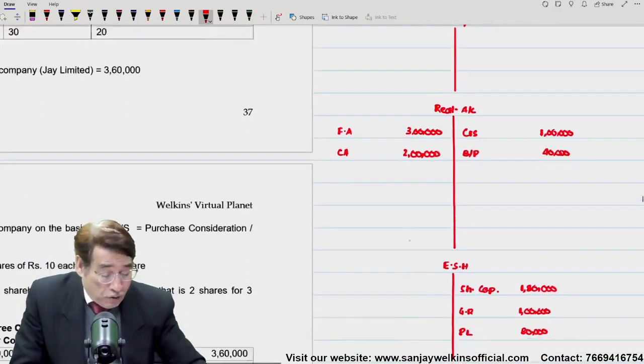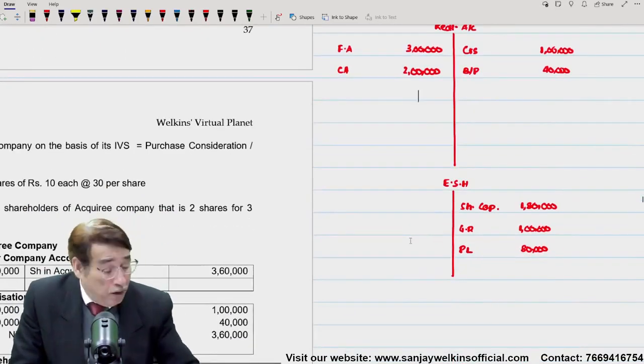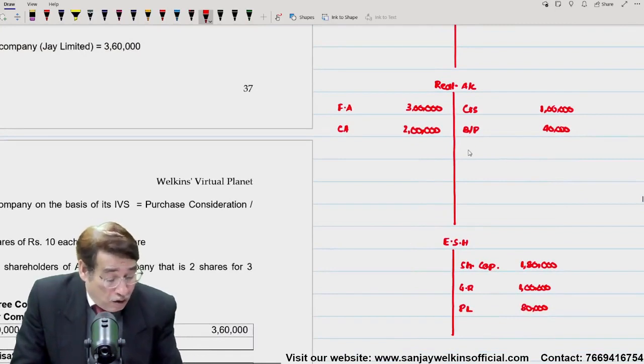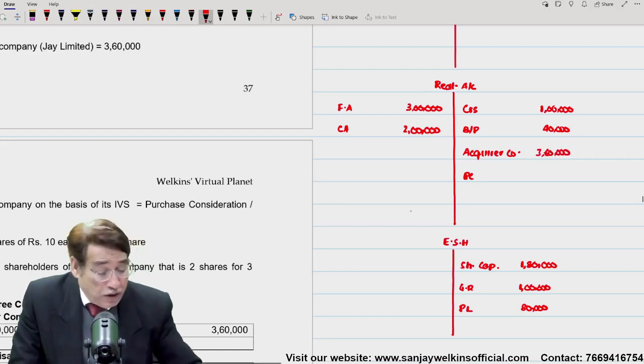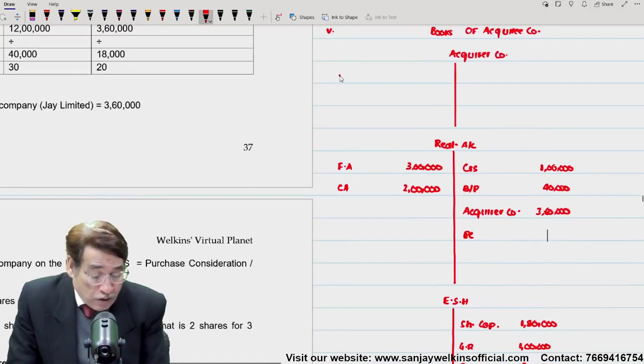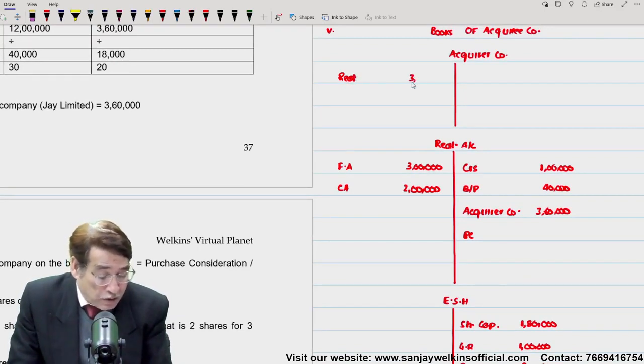Now we shall look into the purchase consideration. On the credit side of the realization account, I will write here by acquirer company account, purchase consideration due. Purchase consideration, you remember, 360,000. Now we will cross it to the acquirer company's account. I will write here to realization account, that is equal to 360,000, and we will receive the purchase consideration.